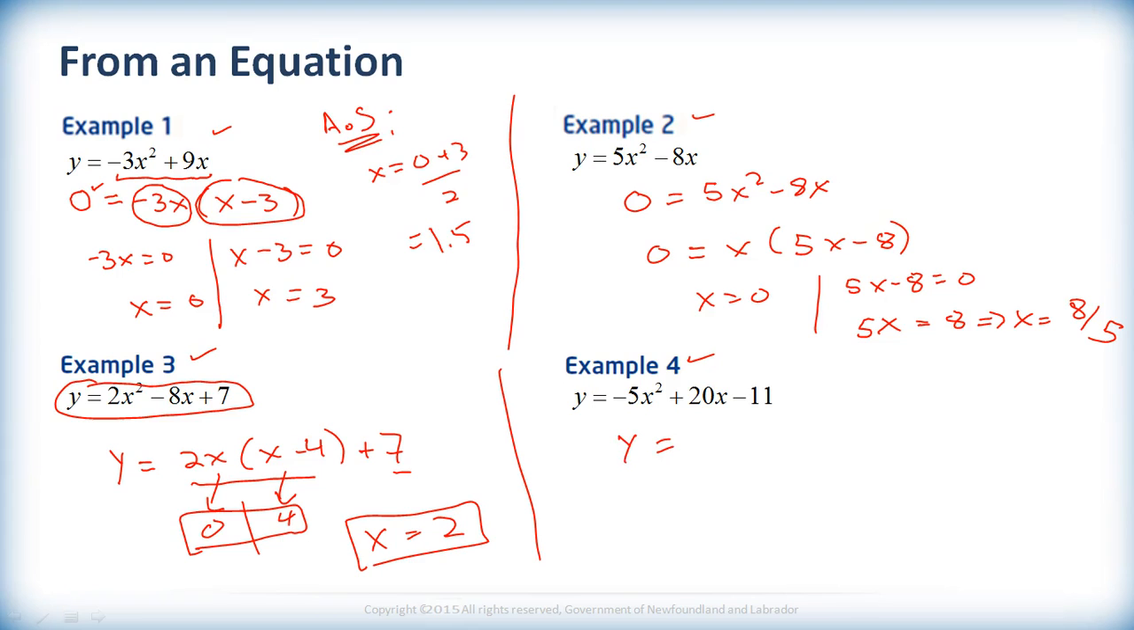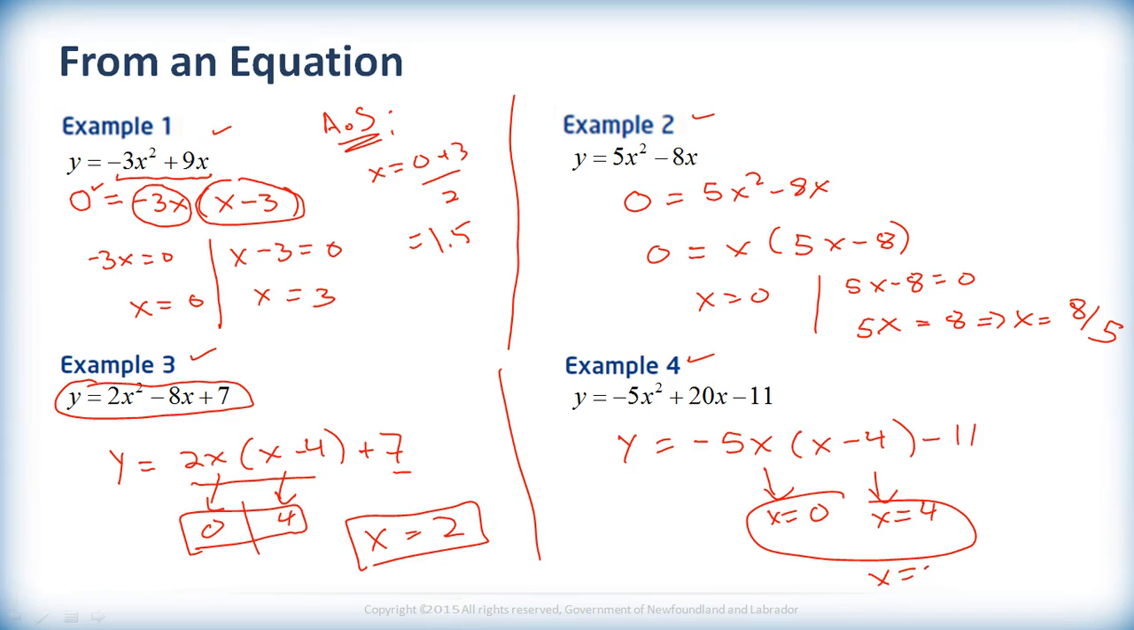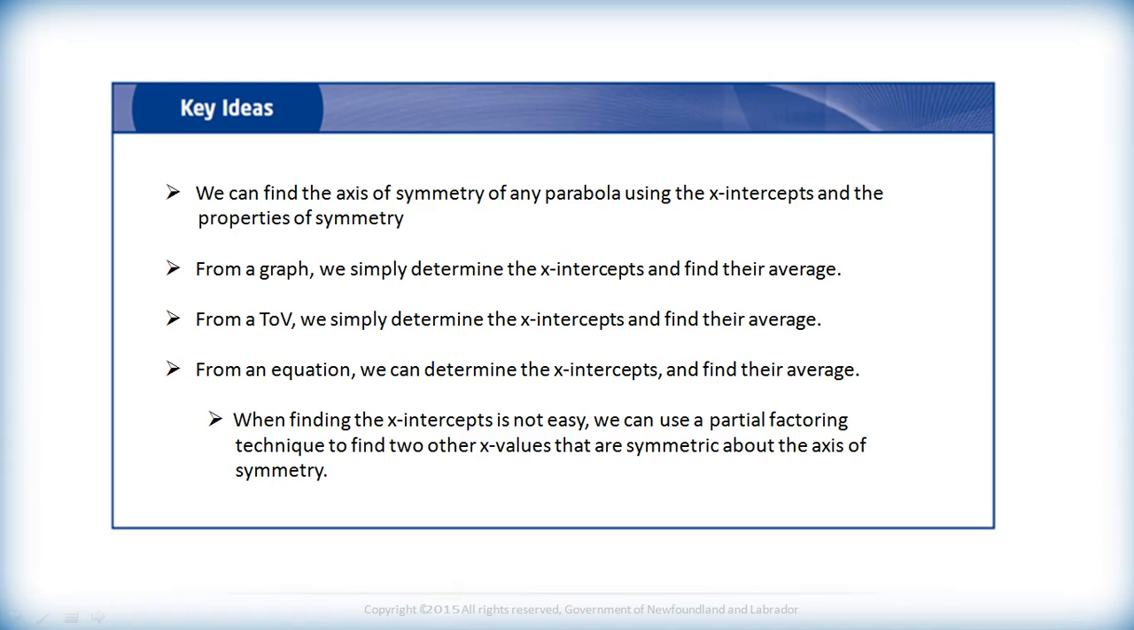So in this one, we're going to take out a common factor of negative 5x, and that's going to leave us with x minus 4. And we still have a negative 11 tagging along. This one's going to be x equals 0. This one is going to be x equals 4 if we were to solve those. And again, halfway in between those two magic numbers is going to be x equals 2 for your axis of symmetry. Weird stuff, but the moral of the story is that we can find the axis of symmetry knowing it's halfway in between the x-intercepts.